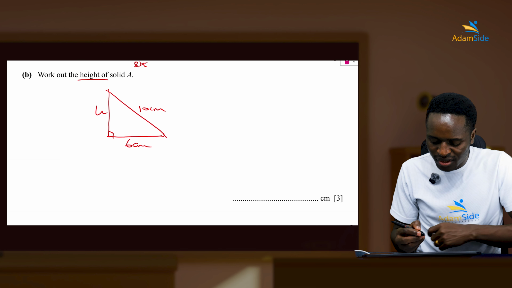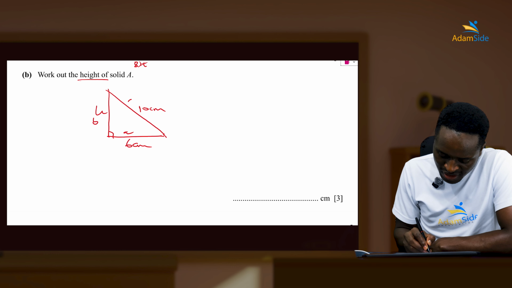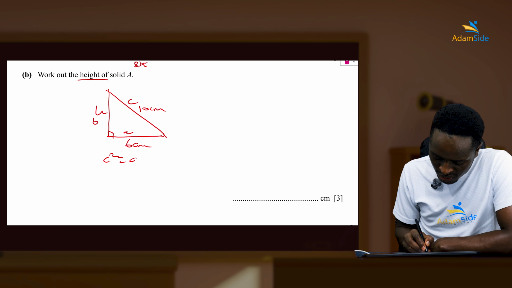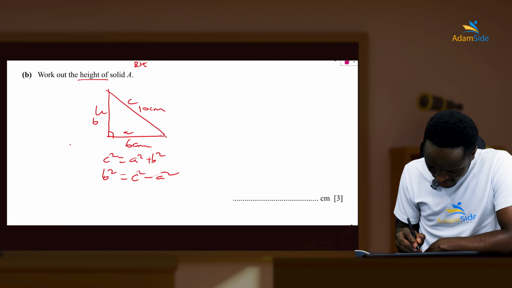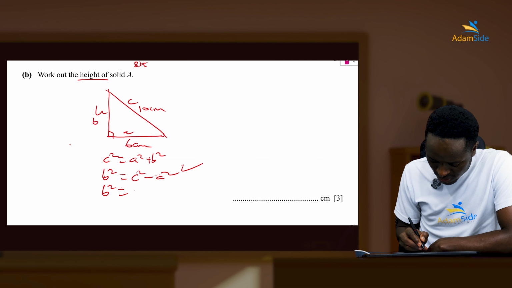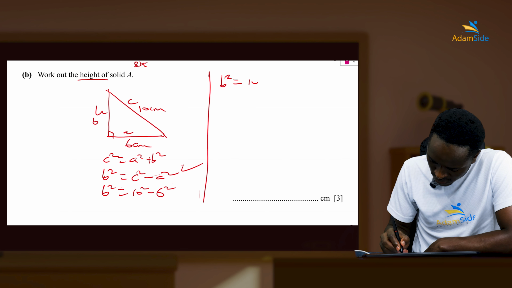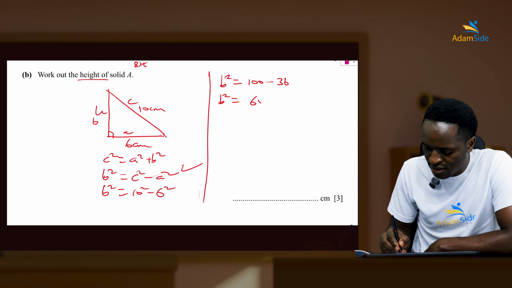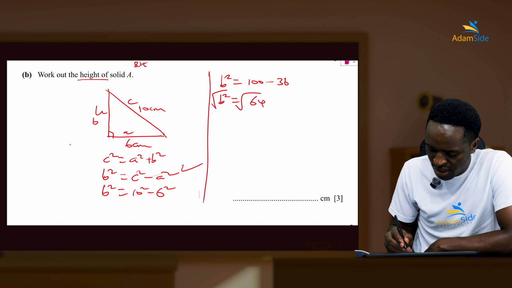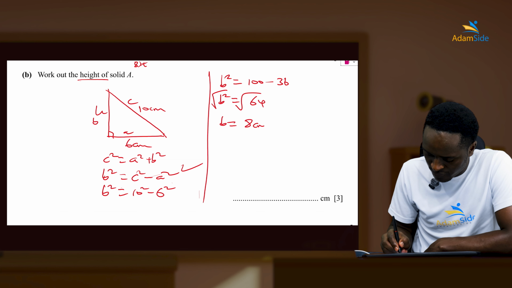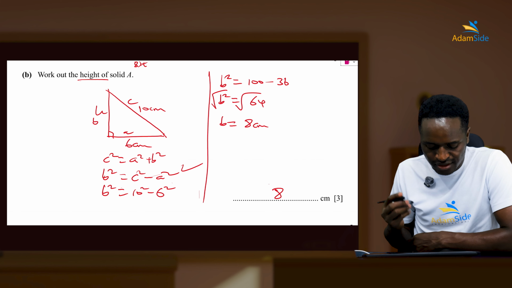Work out the height of solid A. So you use Pythagoras theorem. This is A, this is B, this is C. So we say C squared is equal to A squared plus B squared. But now we need the height, which is the B. B squared is equal to C squared minus A squared. This is the formula that we're going with. So B squared is equal to 10 squared minus 6 squared. Then B squared is equal to 100 minus 36, which is 64. Then find the square root. B is 8. Therefore, you get 8 centimeter.